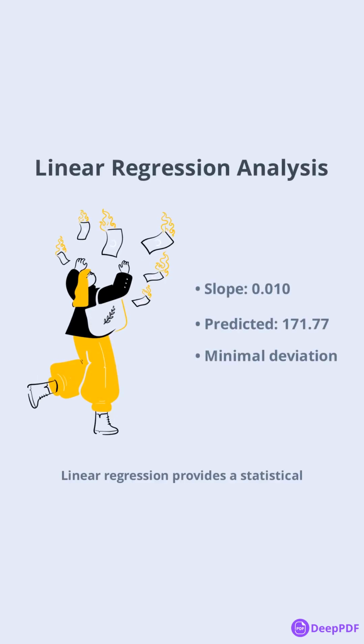Linear regression provides a statistical view of the price trend. For TXN, the slope is 0.01, indicating a very slight upward bias over the period. The predicted value is 171.77, close to the current price, and the deviation is minimal. This suggests that statistically, TXN is trading near its expected value, with no strong trend in either direction.